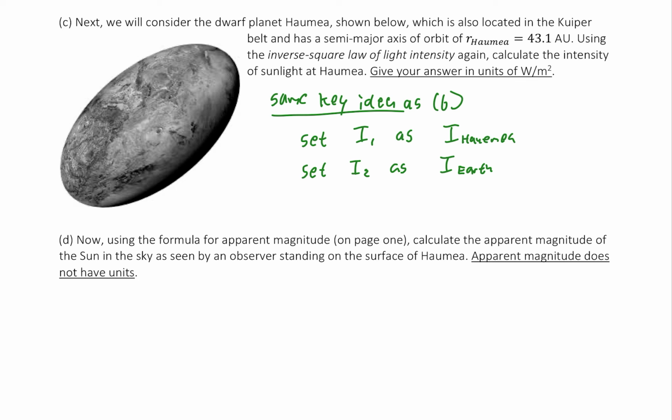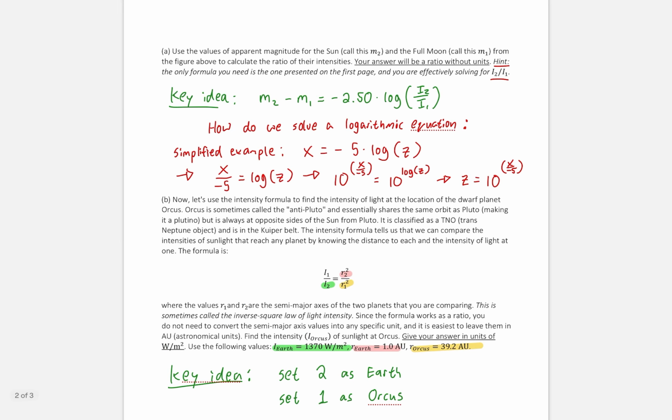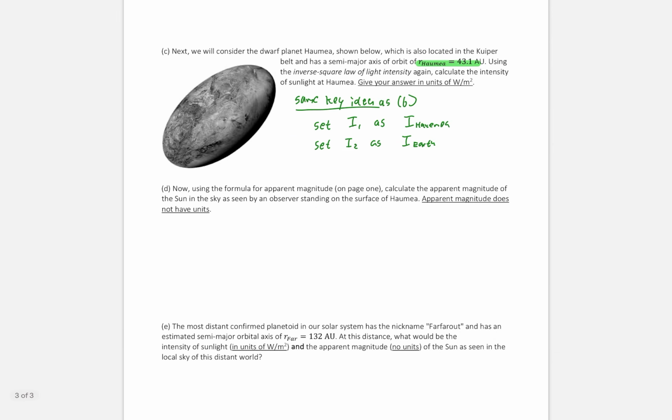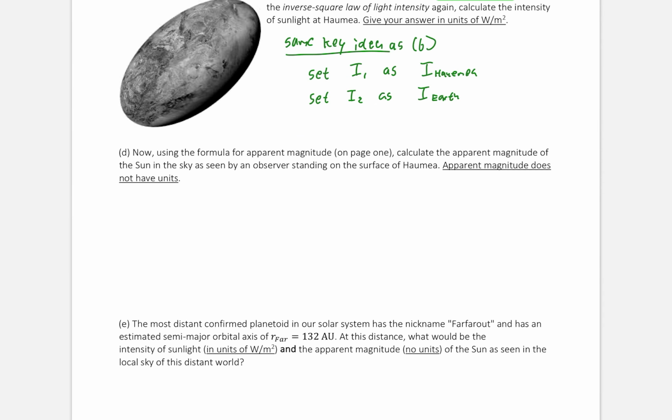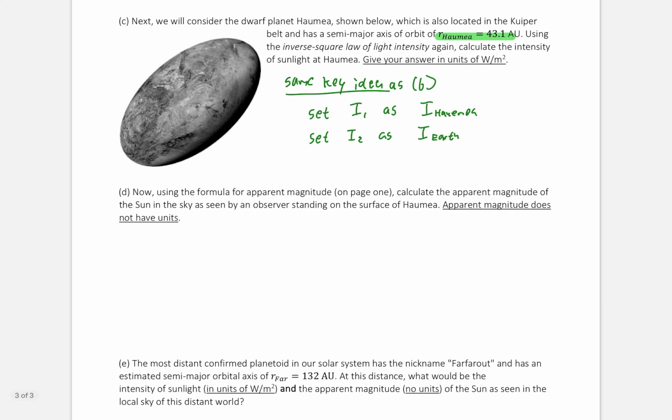And then we're just going to do the exact same approach in terms of solving for I1 because we know both the R's. It would be the same value of R Earth that you had in part B, and then you're just going to substitute your known radius, the distance from the sun to Haumea, 43.1, instead of what it was in part B, where it was 39.2. So not a big difference. All right, so then on to the next part, because there's certainly no more to say about part C. Moving on to part D.